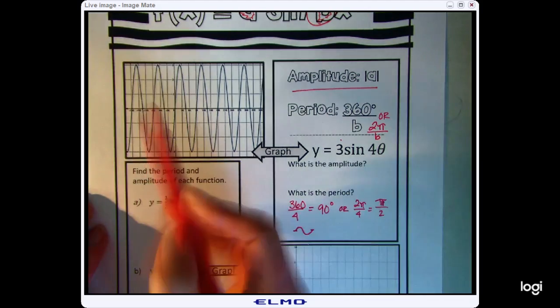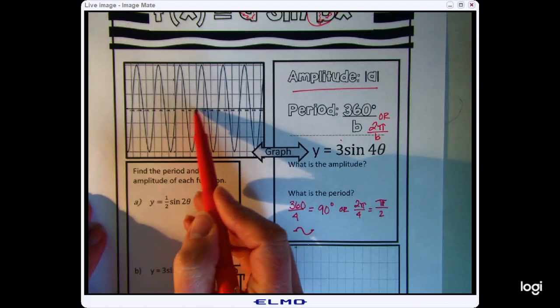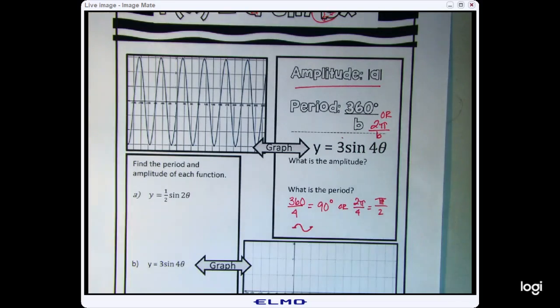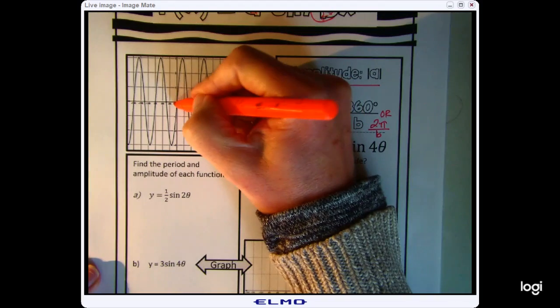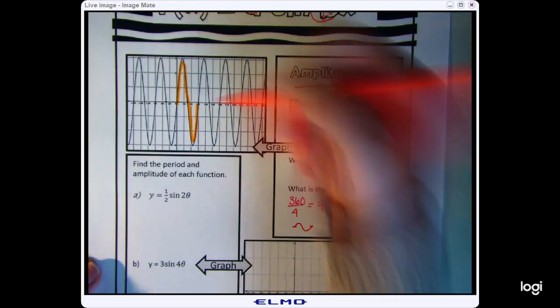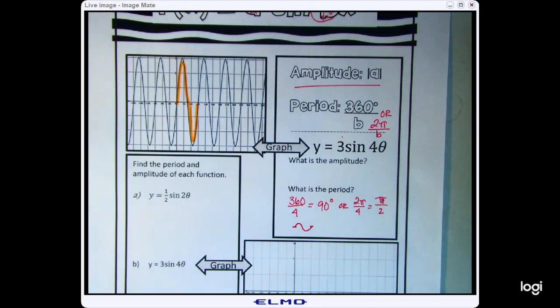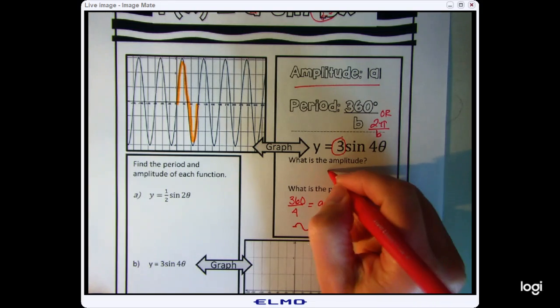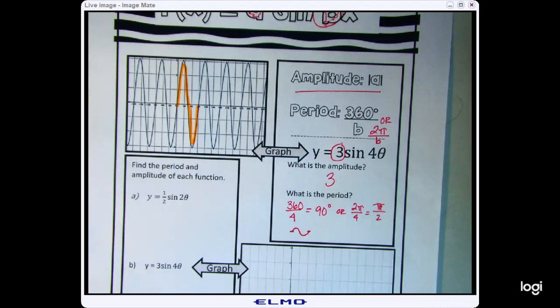All right, so let's look at this. 0, 90. Here we go. One sine wave. I'm going to grab my highlighter. There is one cycle of that sine wave in 90 degrees. And what's the amplitude? How tall is it? Well, without even looking at the graph, I can tell that the amplitude is 3.